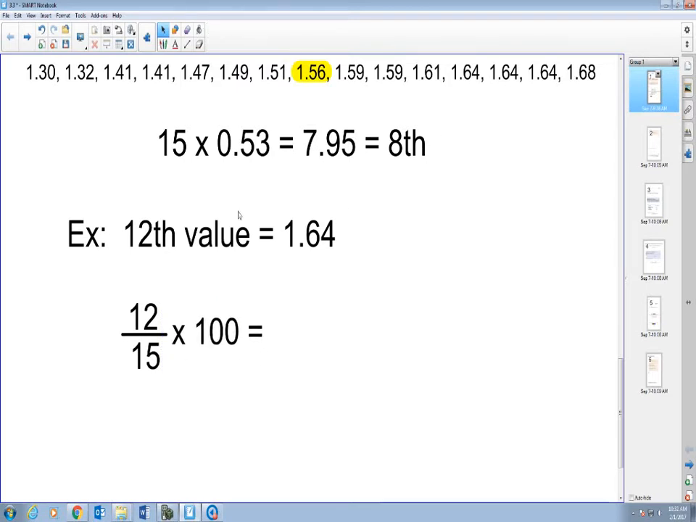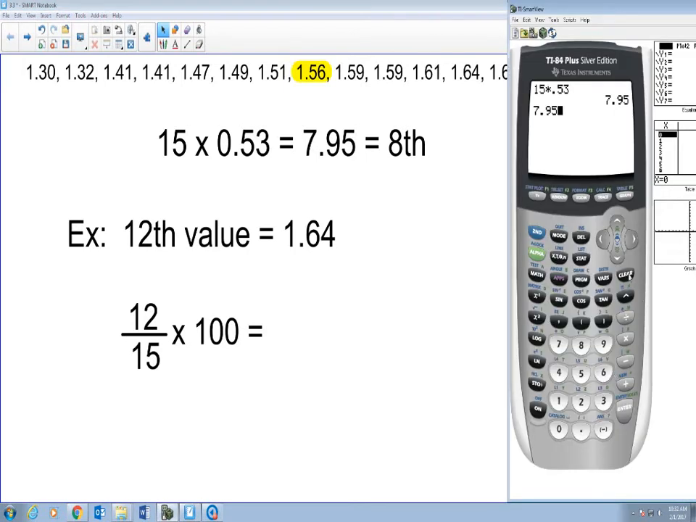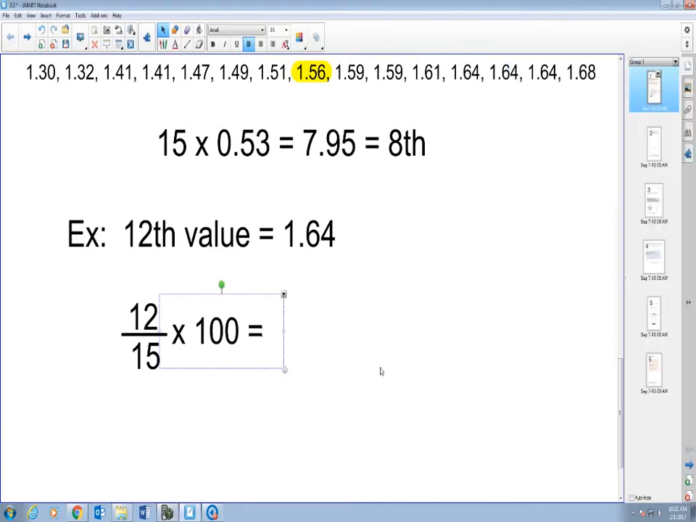So this 12th number, which is 1.64, so 12 divided by 15 times 100, that will tell me this very first 1.64 lies in the 80th percentile. Okay, so that's what the percentile means. It helps you find the location of your data.